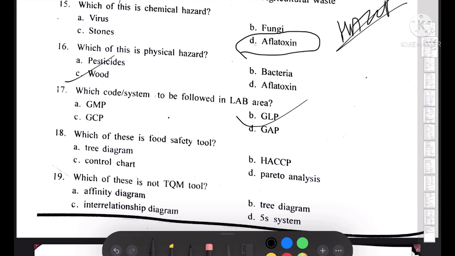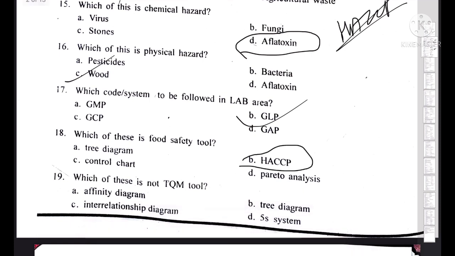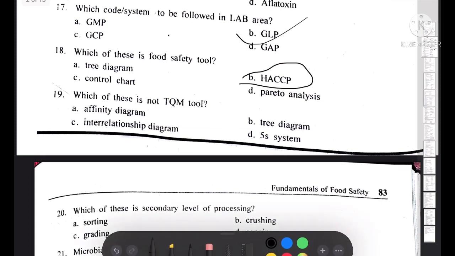Okay, next, which of these is a food safety tool? Tree diagram, HACCP, control chart or Pareto analysis. So obviously HACCP is a food safety tool. Next, which of these is not a TQM tool? What is a TQM tool?